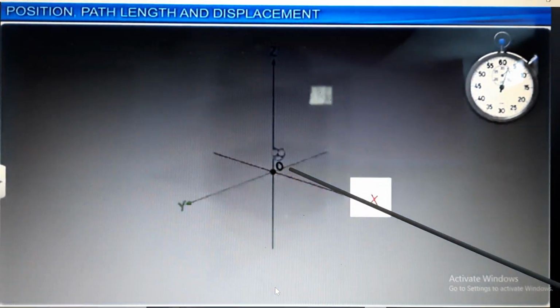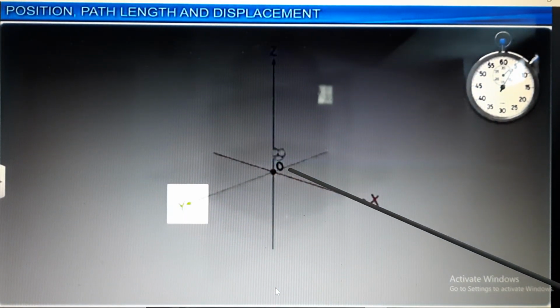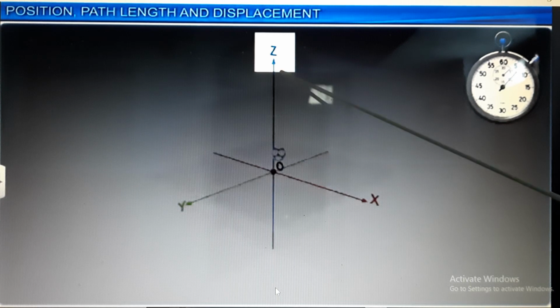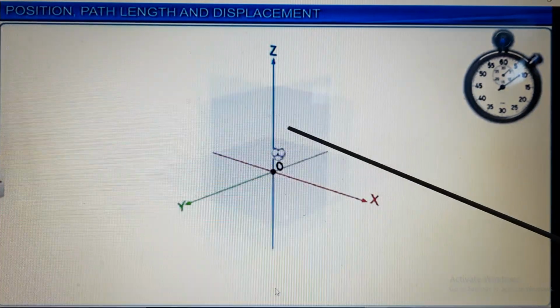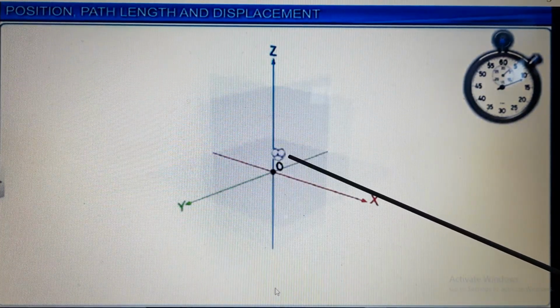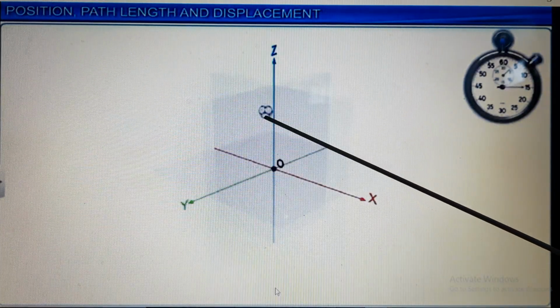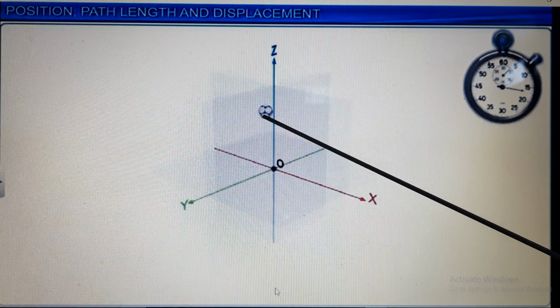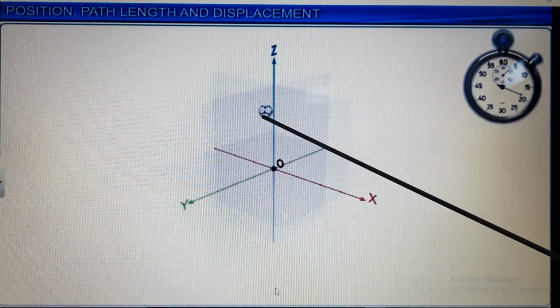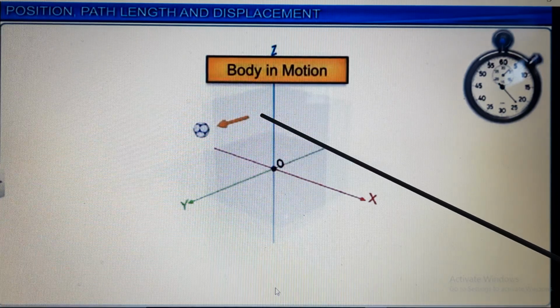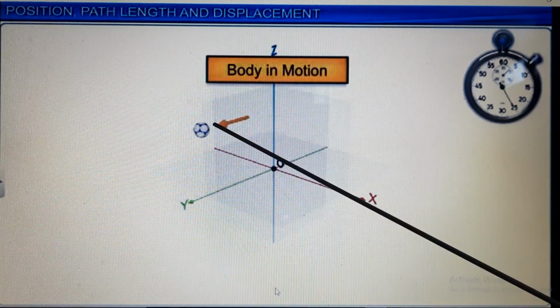Okay, look here, this is the x axis, this is the y axis, and this is the z axis. Here now we have one object, and this object is moved in the x axis, otherwise the y axis, otherwise the z axis. Look here, it is moving in the y direction.